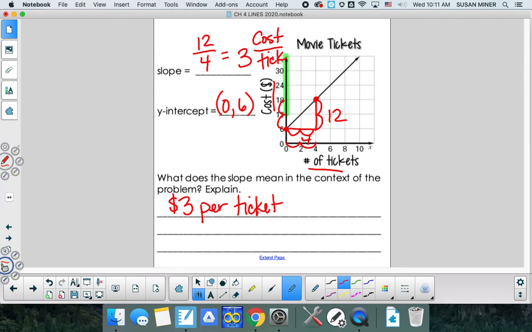Okay. What does my y-intercept mean? It means that my starting amount was $6. So maybe I already had purchased some tickets, or maybe I'd already spent $6 on like some popcorn and stuff like that. So my cost had already started at $6 before I started buying tickets. Okay.